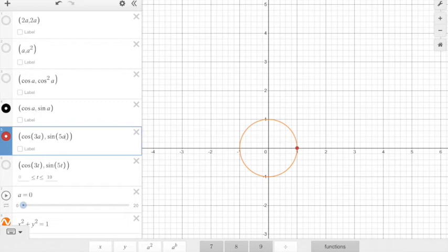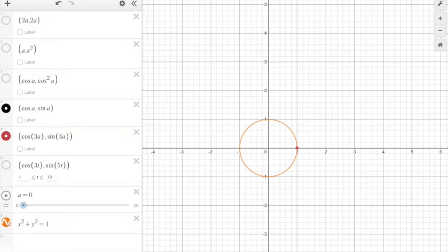Great. Now what will happen if I give, instead of 2a, I give it a 3a? Think about it. You will still have the same trajectory, right? The only difference is, for the same a, this 3a is going to be faster. Let's focus on it.